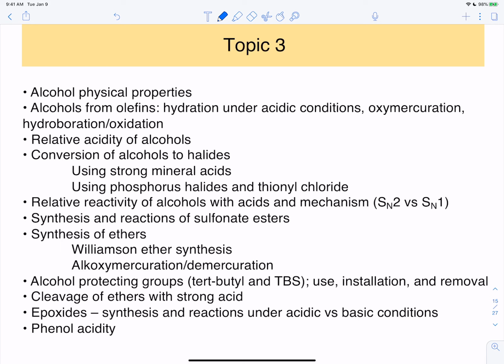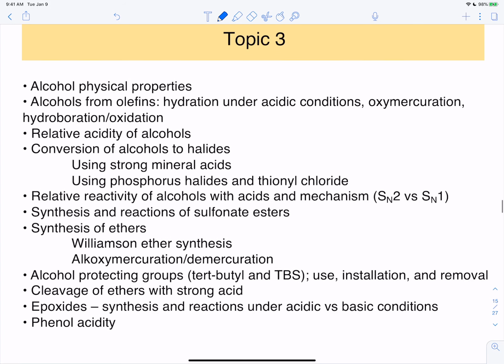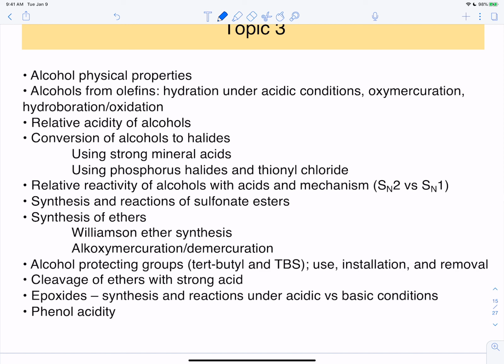In topic 3, we started talking about alcohols and ethers. We covered a variety of topics. We mentioned alcohols' physical properties relative to things like ethers or hydrocarbons. These are primarily derived from the polarity of alcohols combined with their hydrogen bonding.